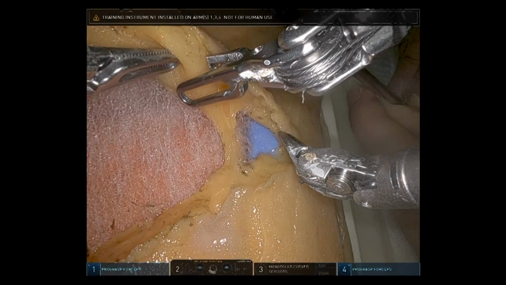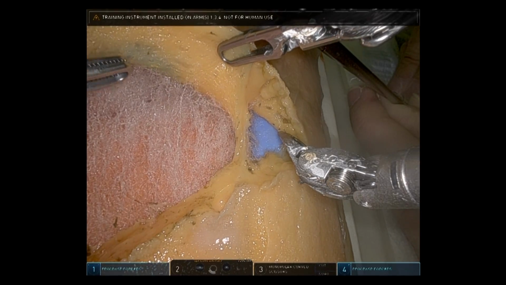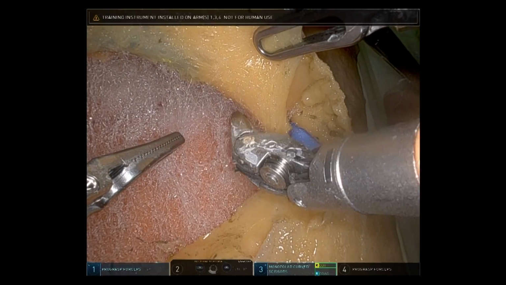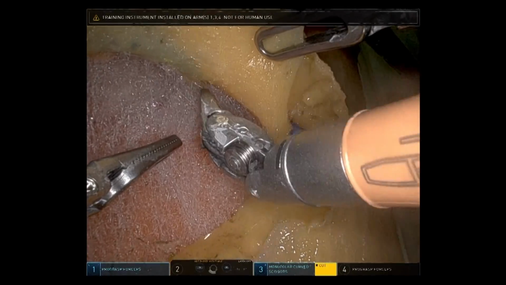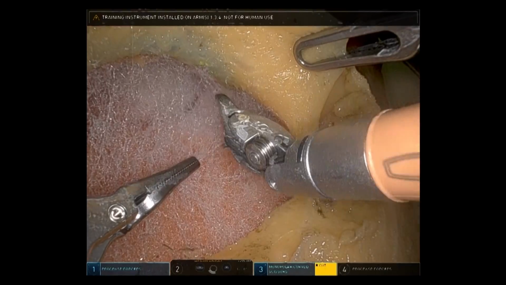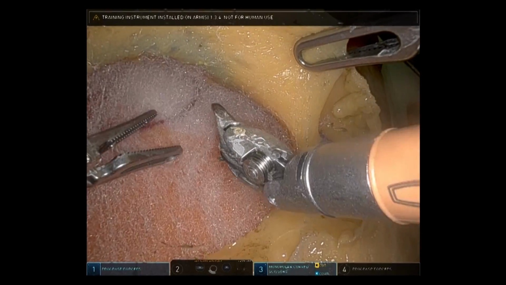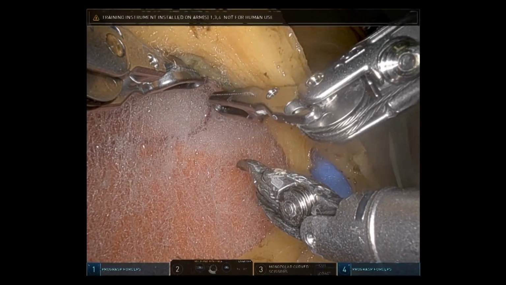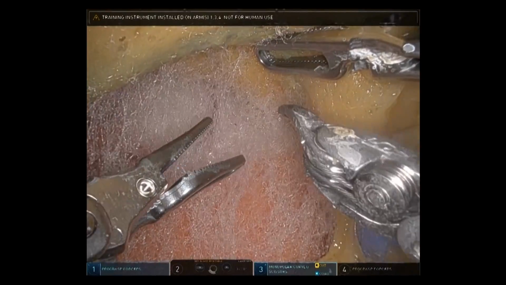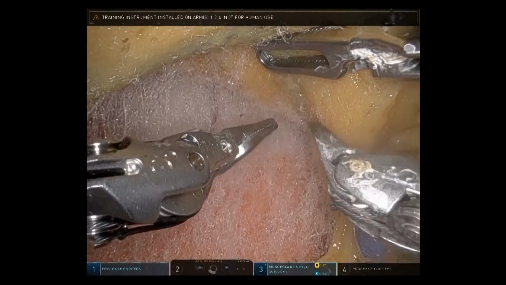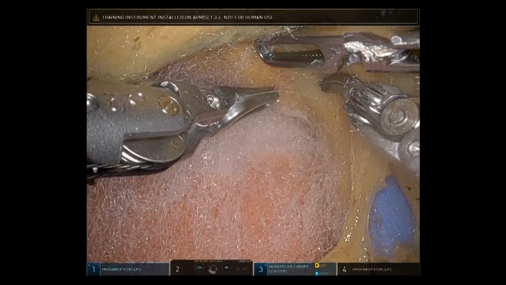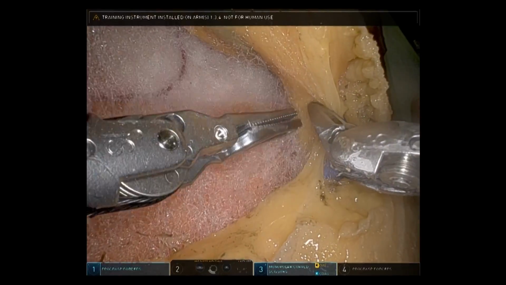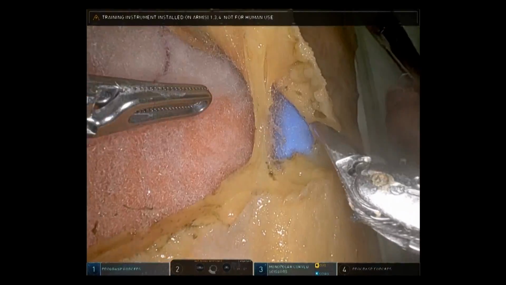On the dorsal side of the mesentery, dissect the plane between the mesentery and the duodenum to facilitate further mobilization. Fine vessels overlying the duodenum can be visualized through the transparent mesentery. Dissection continues along the right border of the SMV.